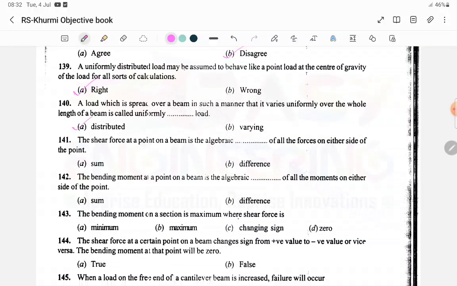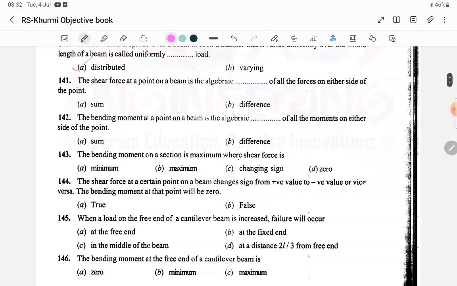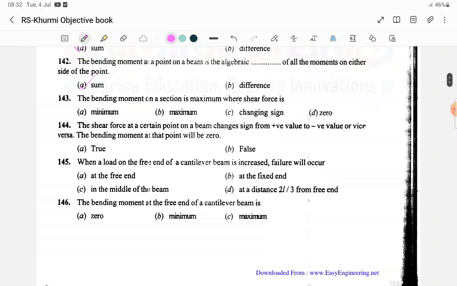The shear force at a point on a beam is the algebraic sum of all the forces on either side of the point. The bending moment at a point on a beam is the algebraic sum of all the moments on either side of the point. So 141, 142 A. The bending moment on a section is maximum when the shear force is 0. 143 is C, when the shear force changes sign, there it is basically 0 actually.